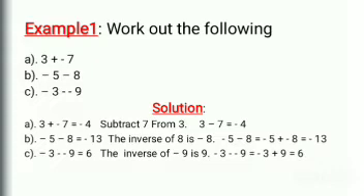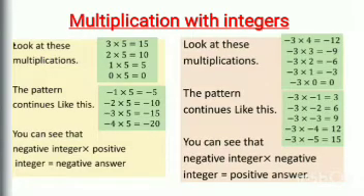Now, let us look at multiplication with integers. What is applicable for multiplication is also applicable for division. Is that okay? Now, let's look at these multiplications. So 3 multiplied by 5 is equal to 15.